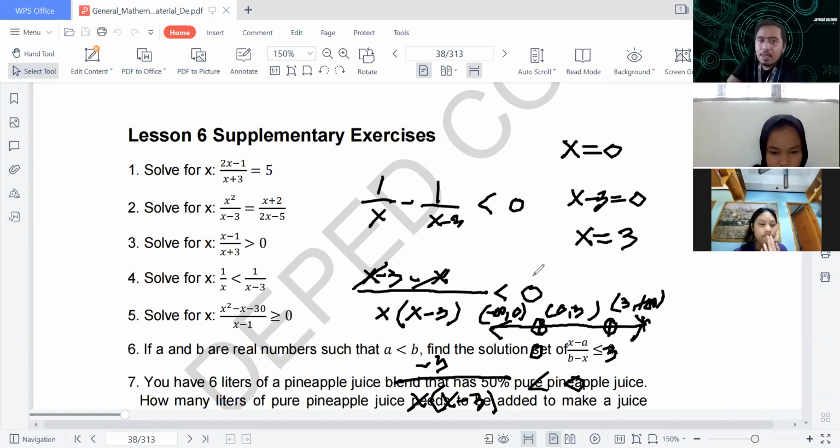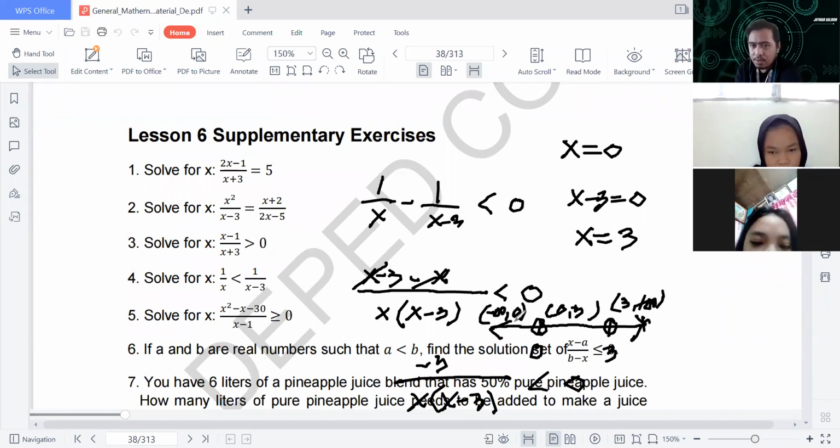Then the next thing that we will do is test each of these intervals. Let us get one value here. What value can we get in the first interval for us to test? Any suggestion? Yes, the negative 1 is here.